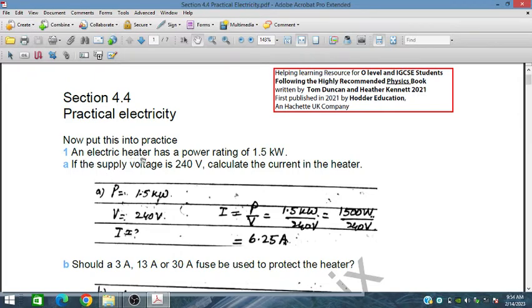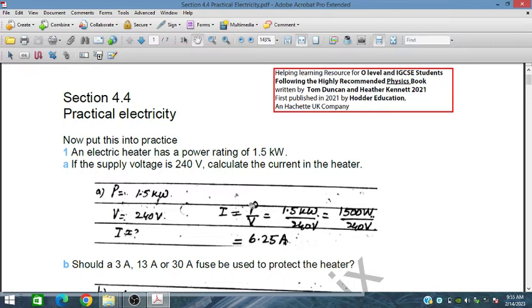An electric heater has a power rating of 1.5 kilowatt. If the supply voltage is 240 volt, calculate the current in the heater. So power is given, supply voltage is given as 240 volt, and we have to find the current. P = VI, so I = P/V.